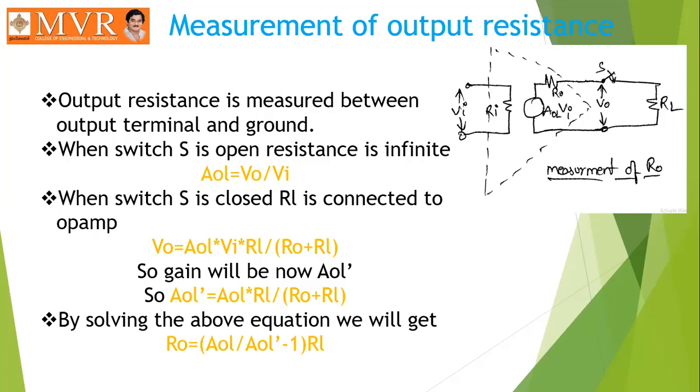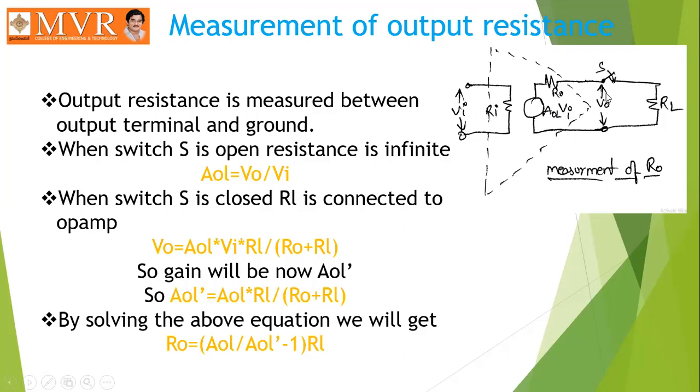For measuring the output resistance, we are going to consider this circuit. You can see this is the equivalent circuit for an operational amplifier, in which we consider VA as input voltage, RI as input resistance, and AOL into VI as the gain of the operational amplifier. AOL is the open loop voltage gain, VI is the input voltage we apply here, and R0 is the output resistance.